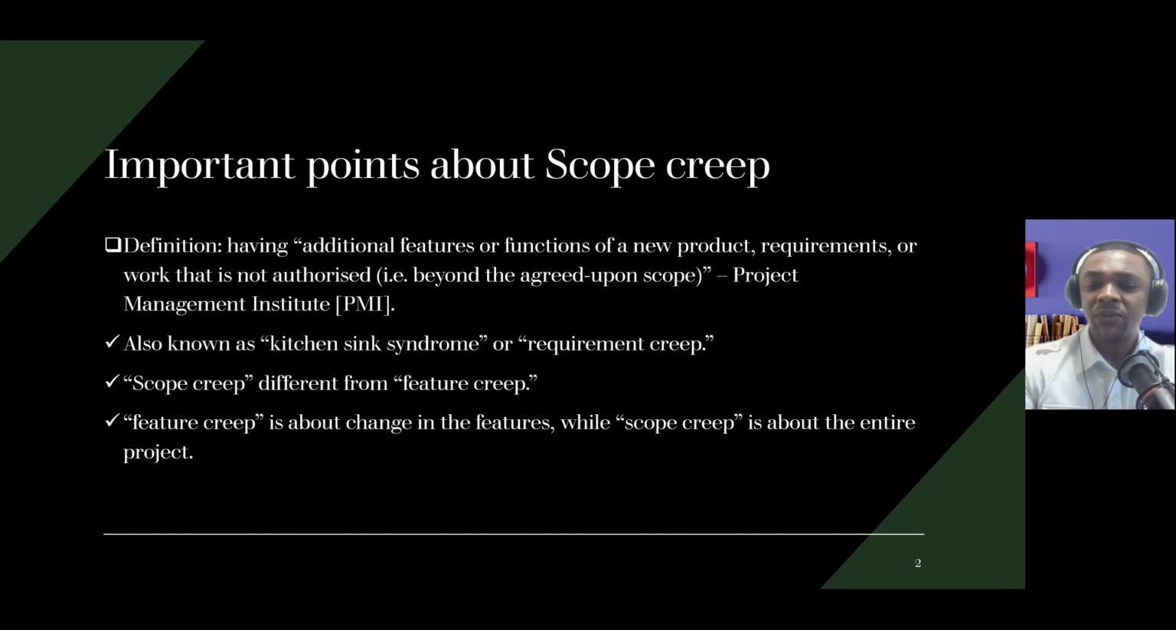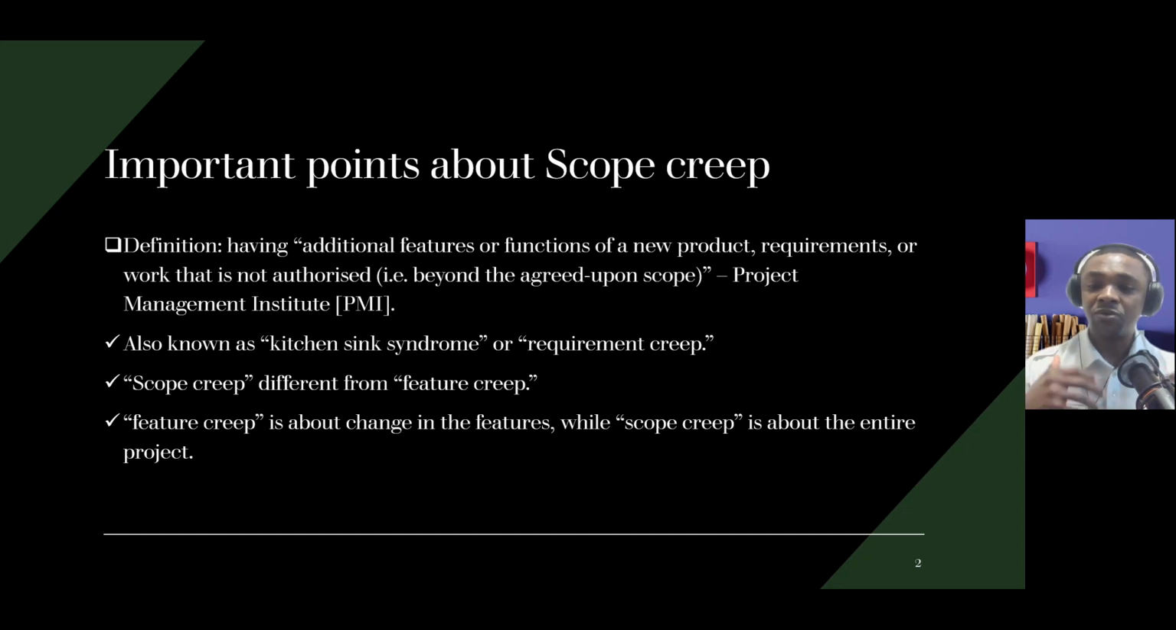According to the Project Management Institute, which is an institution where you can do your certification in project management, scope creep is having, quote, additional features or functions of a new product, requirements or work that is not authorized, that is beyond the agreed upon scope, end quote. What does that really mean? When team members are working on a particular project or doing a sprint, some features or functionalities are added during the sprint. In other words, those features were not agreed upon during the sprint planning, right?